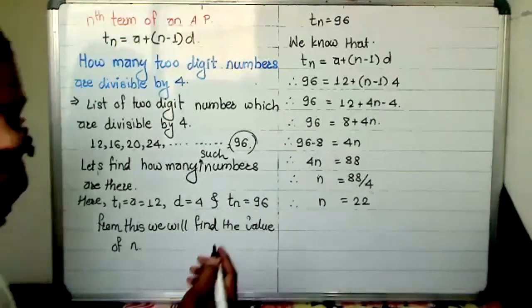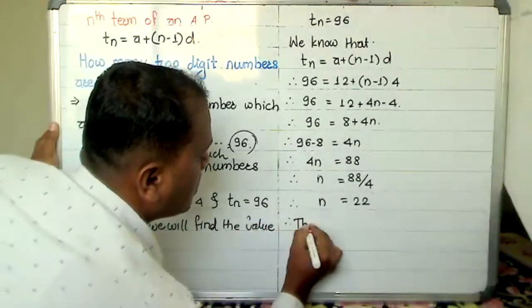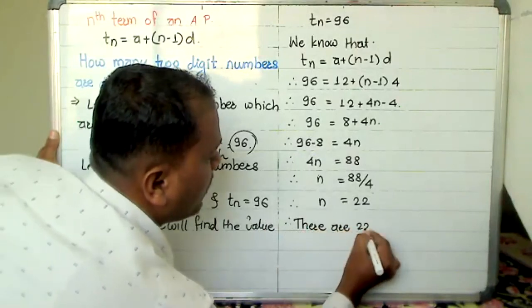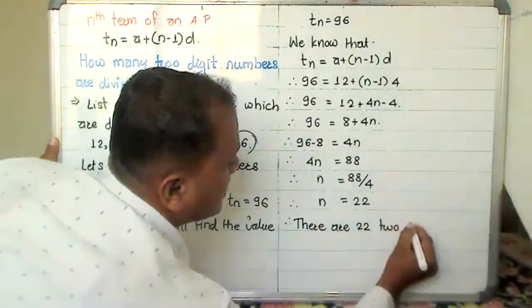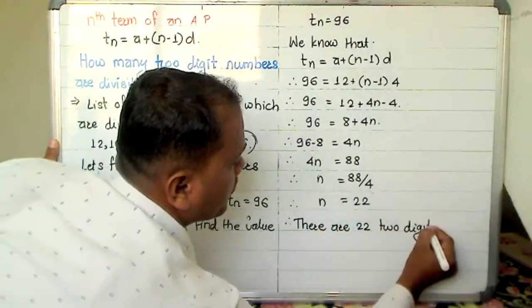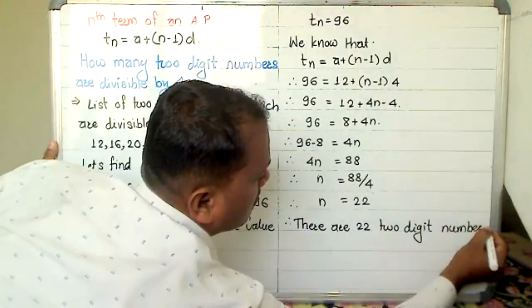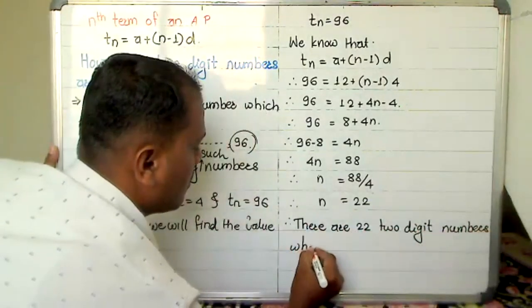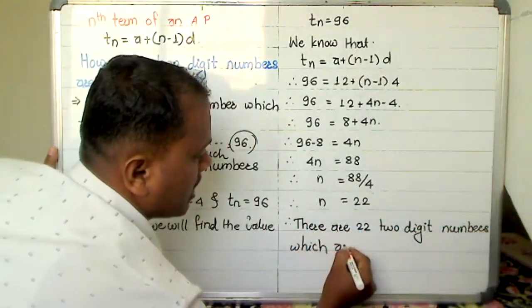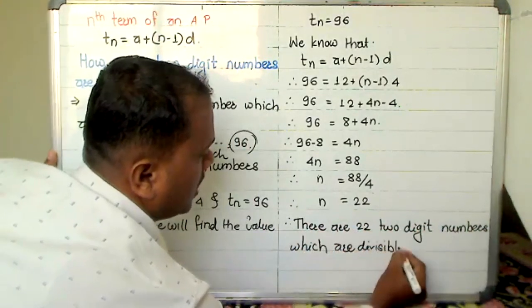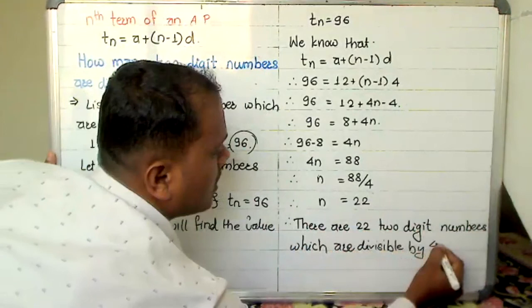So just write: therefore, there are 22 two digit numbers which are divisible by 4.